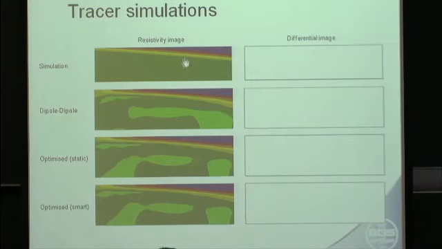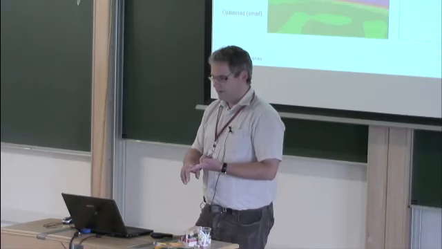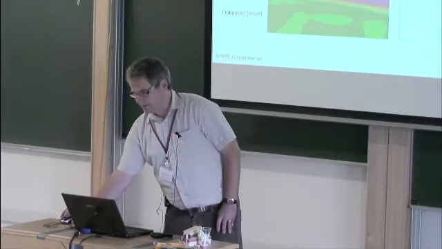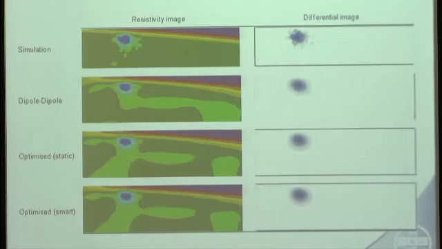So on the left-hand side here, we have resistivity images, similar colour scale again. Blues, cool colours are conductive, reds, the warmer colours are resistive. And on the right-hand side, the differential images, the white is no change, and where it goes blue, that's a change towards a more conductive region, presumably where the tracer is going. The top images are the simulations. That's effectively the true resistivities. Below that, we have dipole-dipole images, then static optimized, and finally the focused optimized images. So let me run this forward.